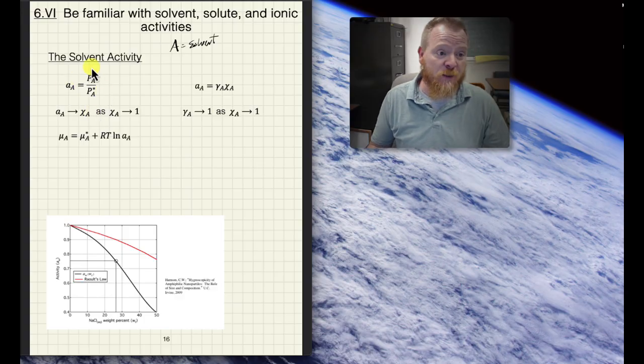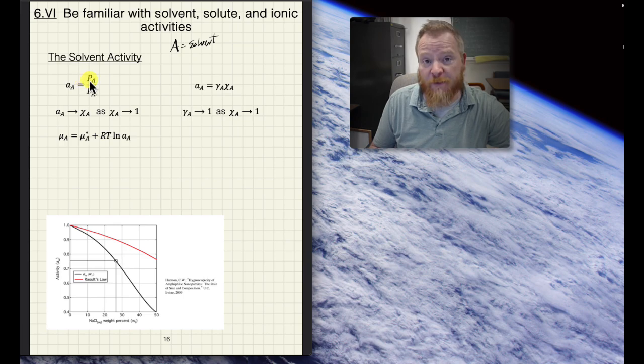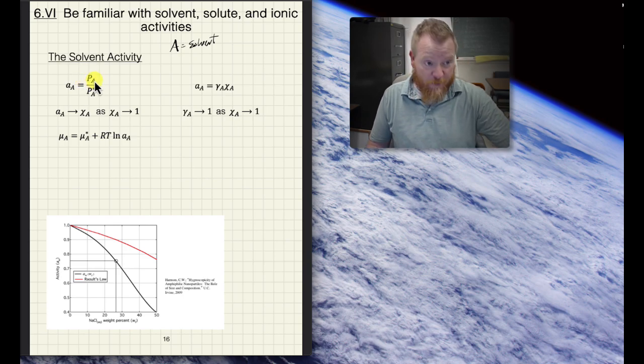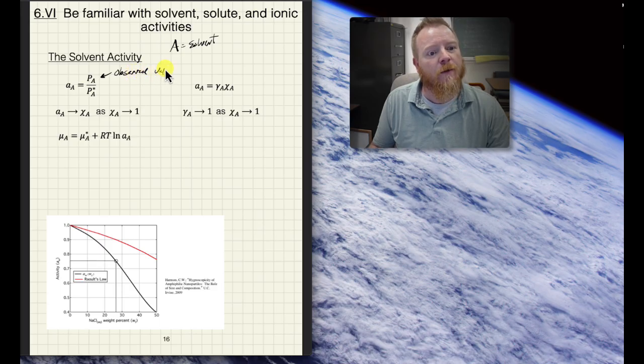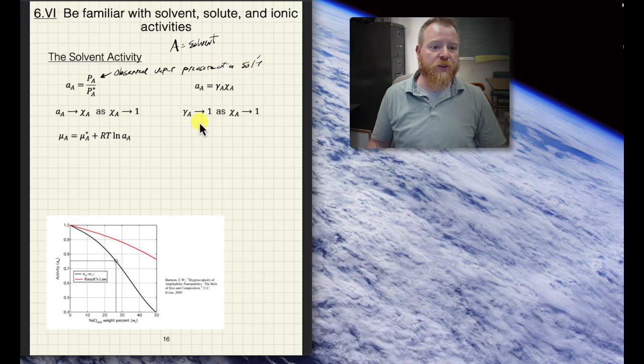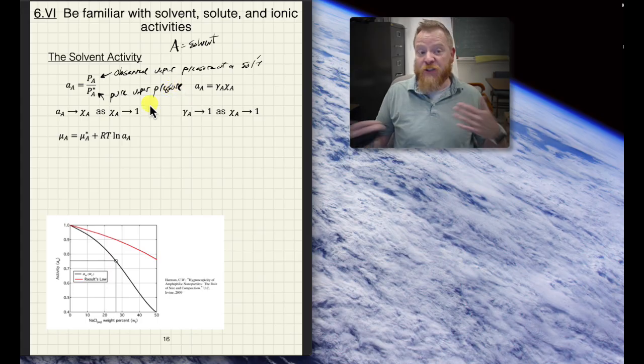So there's a couple ways we can think about this. The most common is to think of it as the ratio of the observed vapor pressure over its pure vapor pressure. So for example, this PA right here would be the observed vapor pressure of a solution, whereas PA star would be the pure vapor pressure of A just by itself.